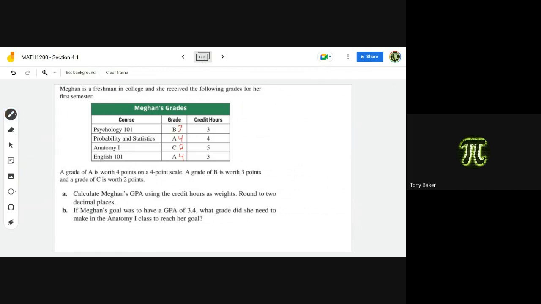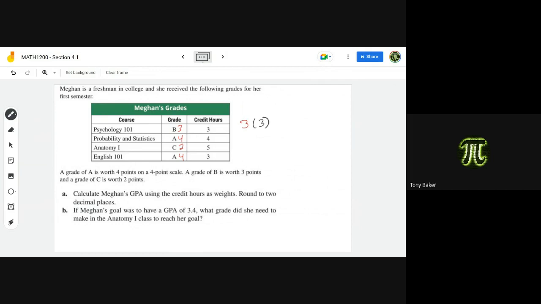Now, how many points did she earn in psychology? It's 3 credit hours and her grade was a 3. So we would do 3 times 3. It's the weight times how many of them I have.